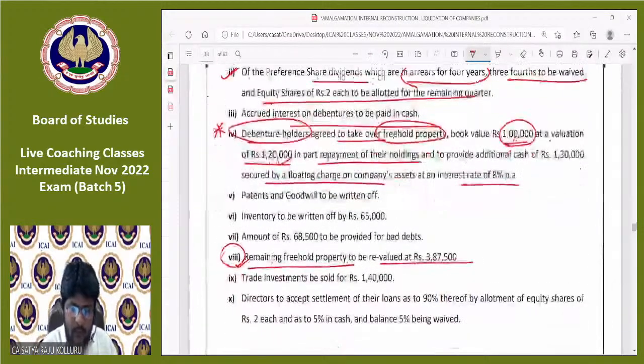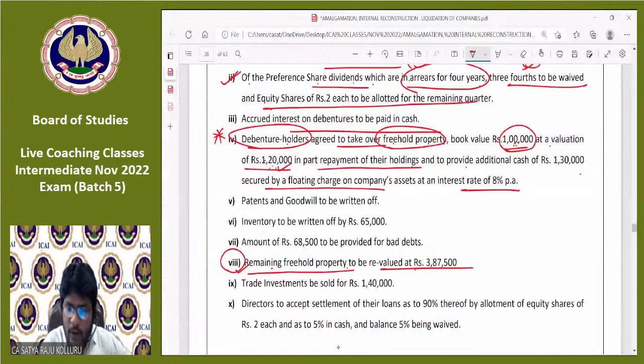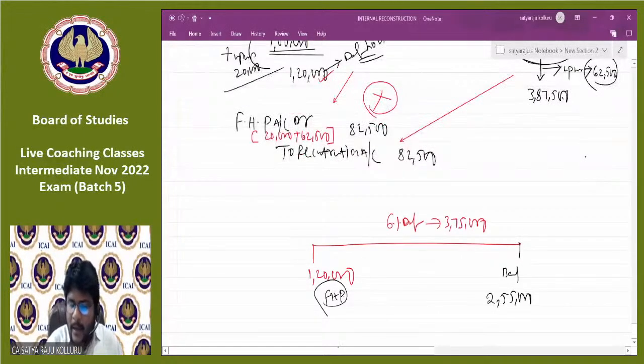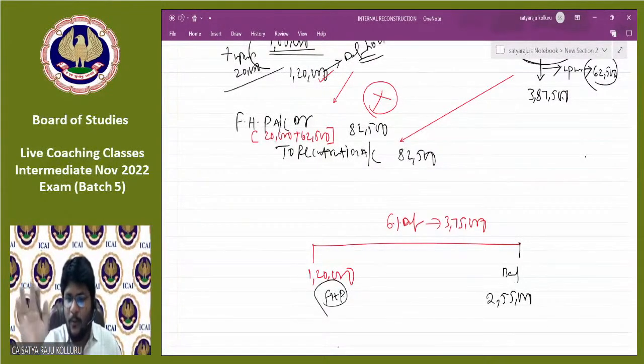Let me read. Debenture holders agreed to take over the freehold property, book value of 1 lakh at a valuation of 1,20,000 in part repayment of their holdings and to provide additional cash of 1,30,000 secured by a floating charge on company assets at an interest rate of 8% per annum. Sir, that means for the remaining amount, we are paying in the form of cash? No, that is not the point he is telling.